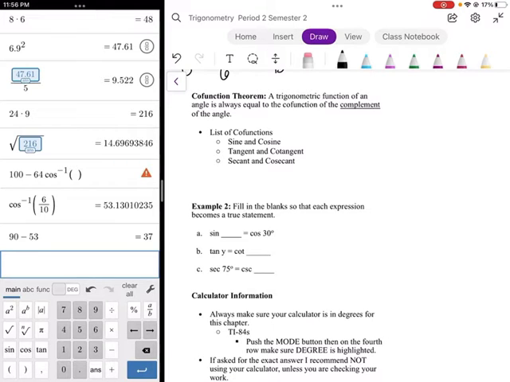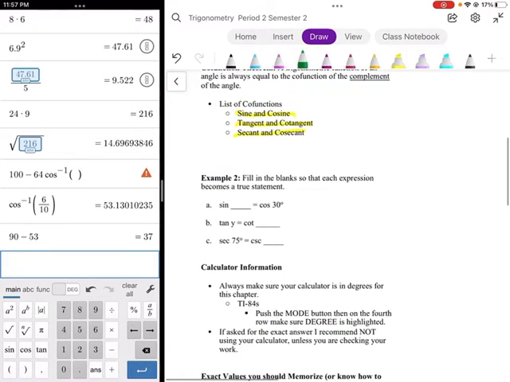Next, we're going to go over the cofunction theorem. For this one, a trigonometric function of an angle is always equal to the cofunction of the complement of the angle. So 2 cofunctions are sine and cosine, tangent and cotangent, and then secant and cosecant.